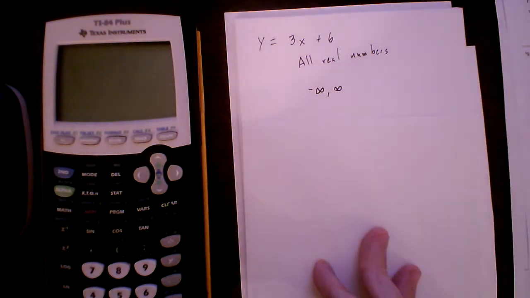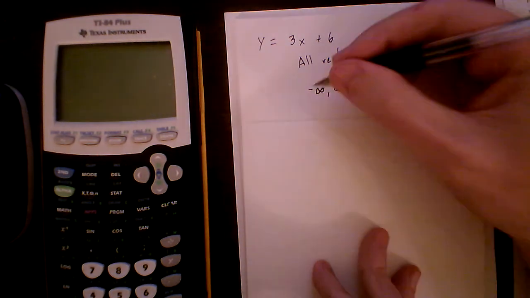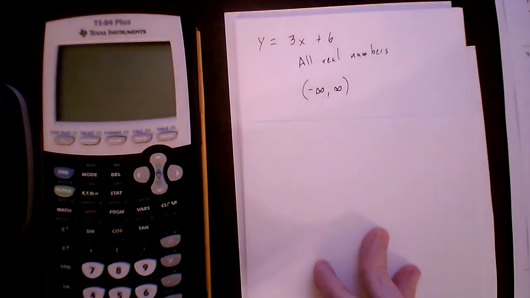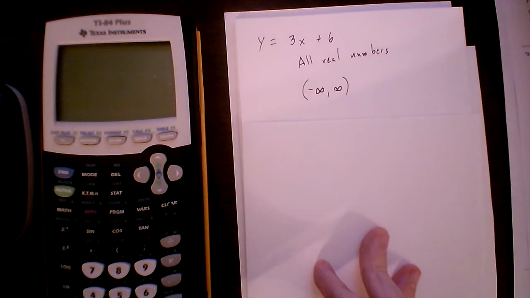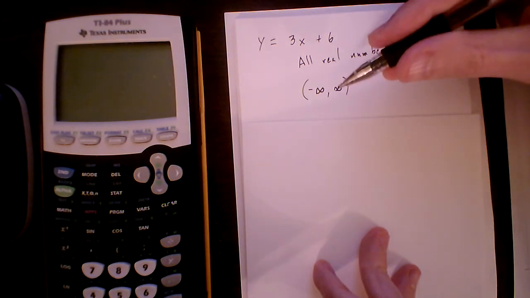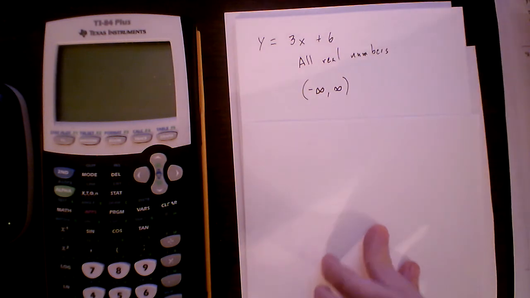Now, we used square brackets before because those were values that were really part of our graph. Here, these are not values. And infinities are always going to get parentheses. We're not actually including a value as our endpoints here. So we use parentheses in that case. Okay, so for a situation like this where we don't have any denominators, we don't have any square roots, we can put anything we want in for x, which means our domain is all real numbers. And if we're writing it as an interval, we would go -infinity to infinity.